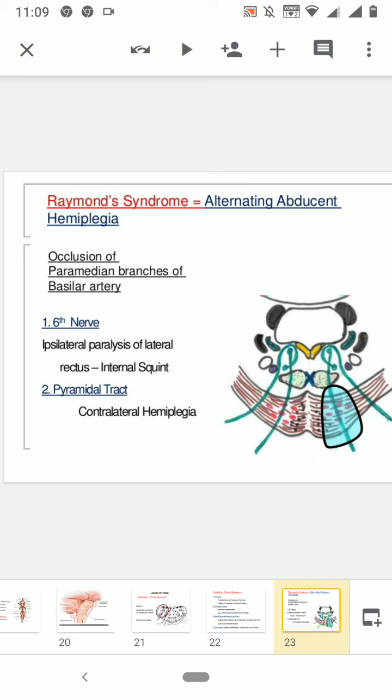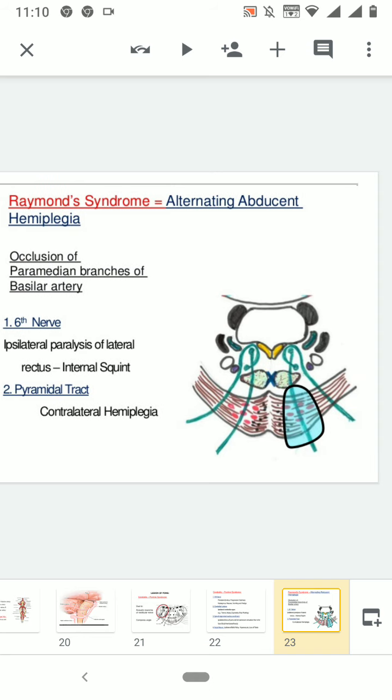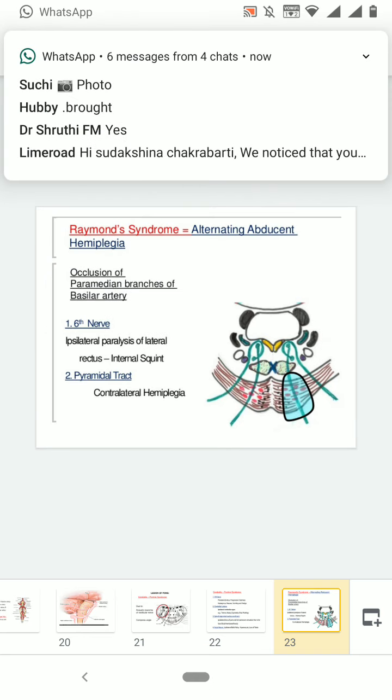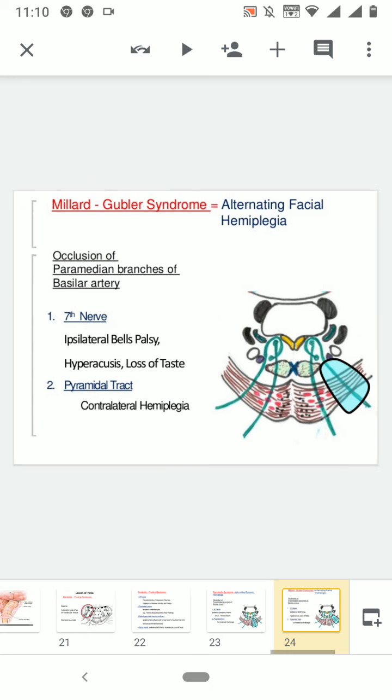It also affects the basilar part of the pons, where you have a bundle of longitudinal fibers, the corticospinal fibers. So it will also cause a contralateral hemiplegia. So the motor system will also get affected. Okay, so that is about Raymond syndrome. And then we have the Millard-Gubler syndrome. In Millard-Gubler syndrome, we have alternating facial hemiplegia.